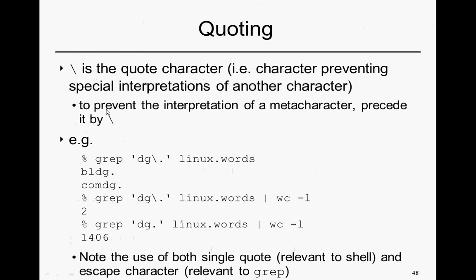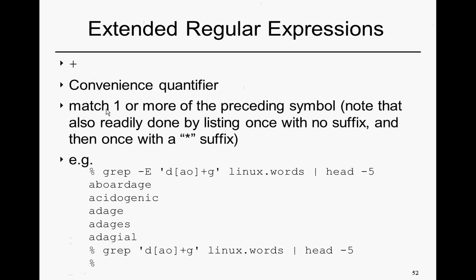So if we want to enforce at least one match, we could use the plus character instead of star. Here it will match at least one of A or O, and maybe many. And by the way, it could go A, O, A, O, A, O. It doesn't have to be the same one every time. So here we have DAG, DEG, for example, DAG, etc. And again, this does require extended syntax.